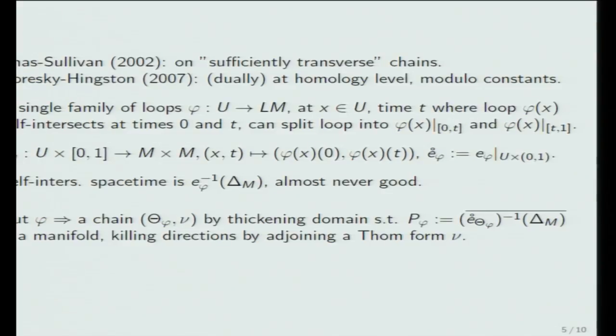So how can we make this into a manifold to be the domain of the coproduct? The idea is this. You can try to thicken this chain phi into some bigger chain with more directions in the domain, so that this interior evaluation is transverse to the diagonal. So this thing here is a manifold. Then you hope that taking the closure as t goes to 0 and 1, this still remains a manifold. Then you kill the extra directions you added by drawing formally a Thom form, mu.